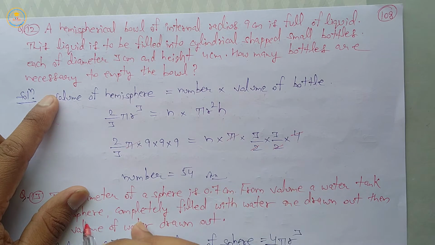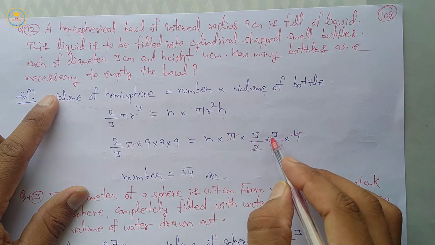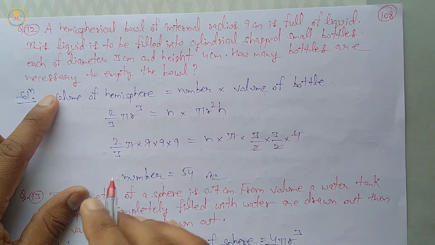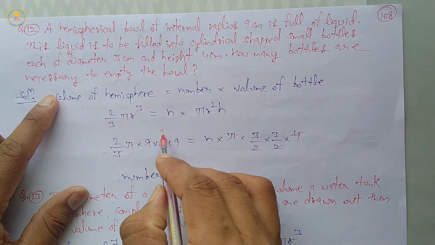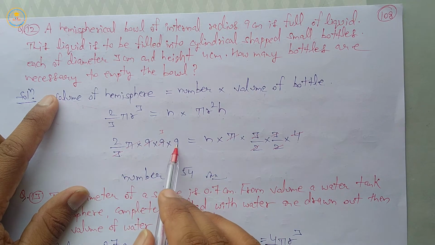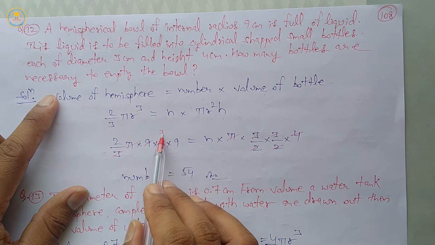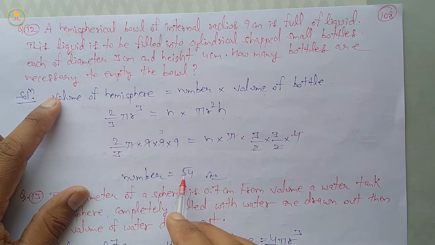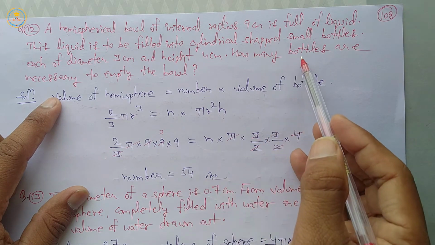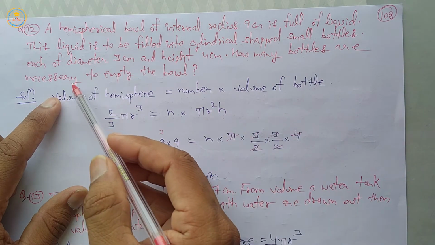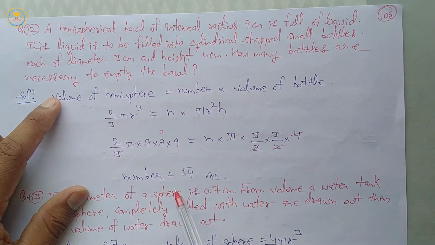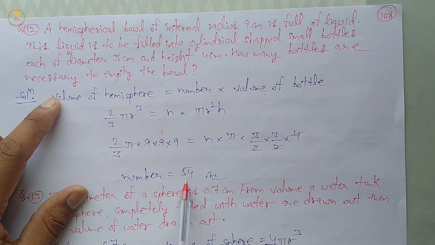Pi cancels out by pi. 3 multiply 3, 9. 9 cancels out by 9. 3 cancels out by 9 three times. Therefore 9 multiply 3 multiply 2. 9 into 3 is 27. 27 multiply 2 is 54. Therefore the number of bottles necessary to empty the bowl is 54. Okay, 54 is the number, it means 54 bottles. We get 54 bottles as the answer.